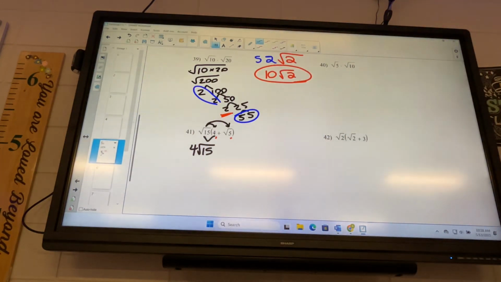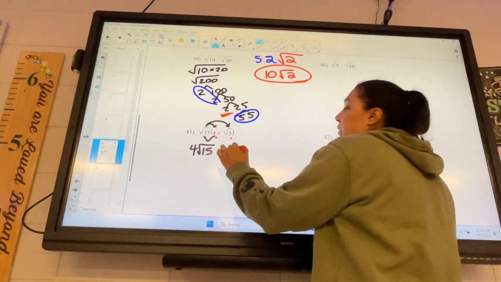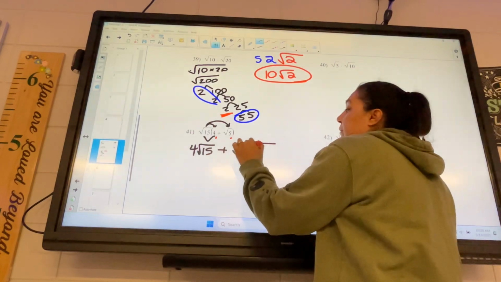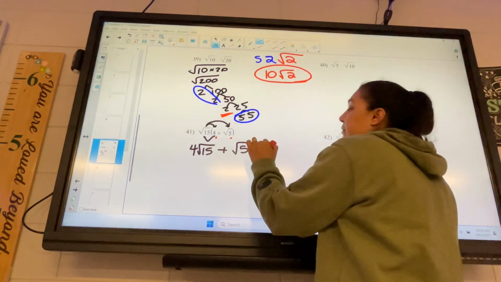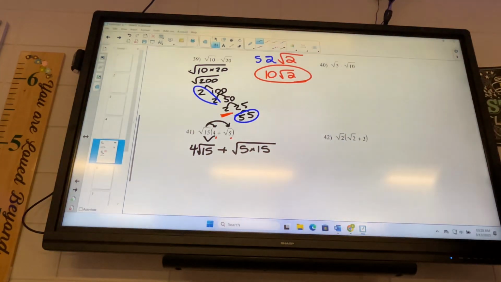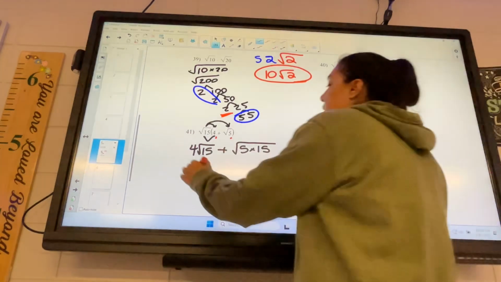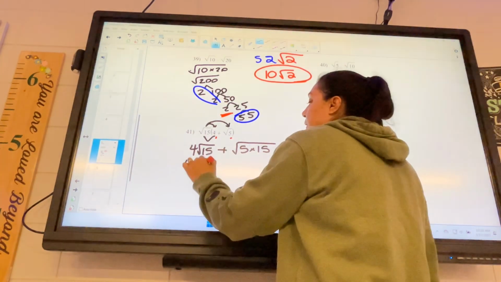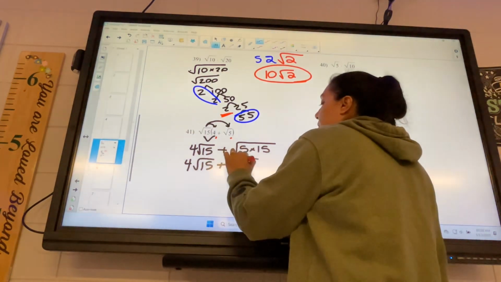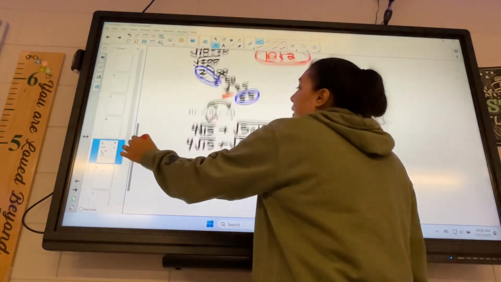Really look at it. See what I did. For the second part, 15, is that inside or outside? Inside, the 5. Inside. Again, I'm doing this the really slow way. It's going to look like 15 times 5. 75. So it's going to become 75. So it's going to be 4 square root 15 plus square root 75.